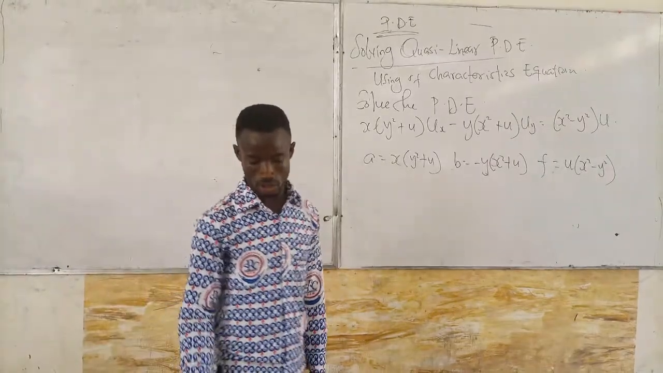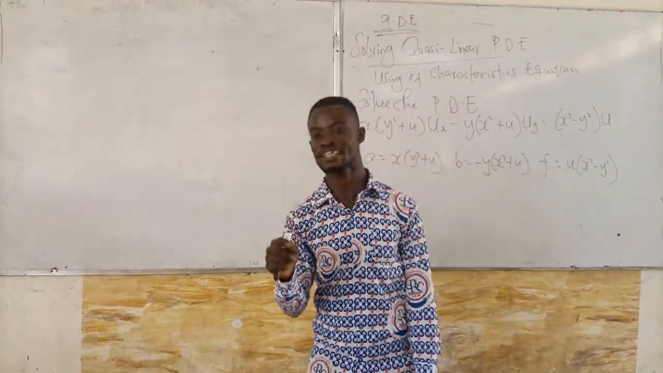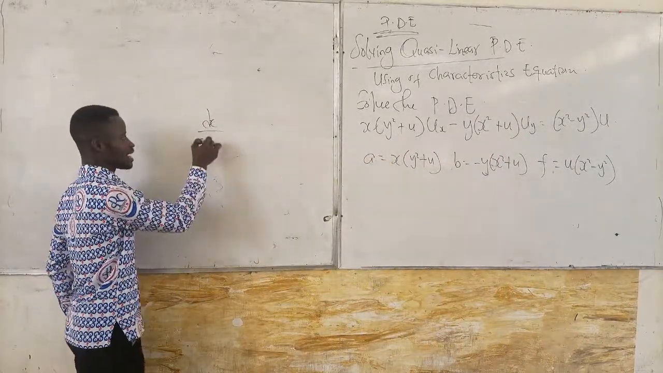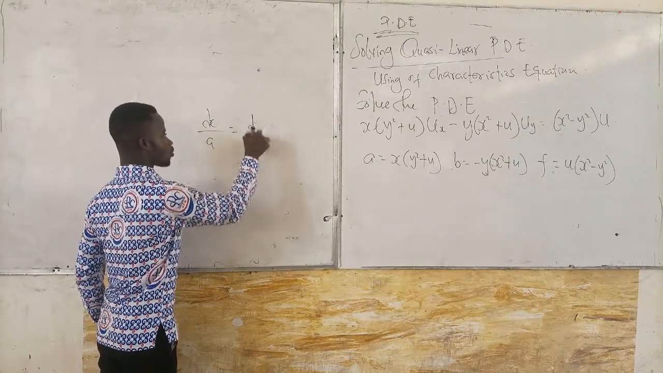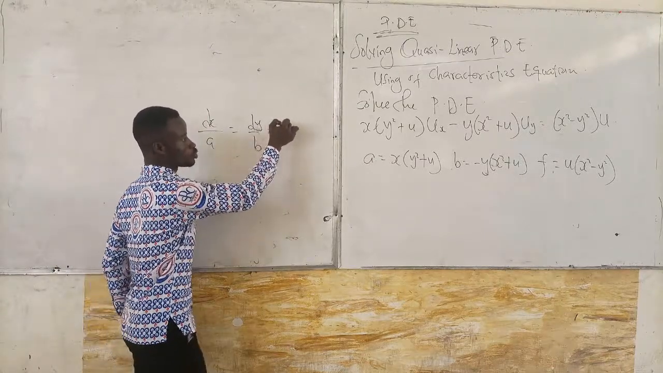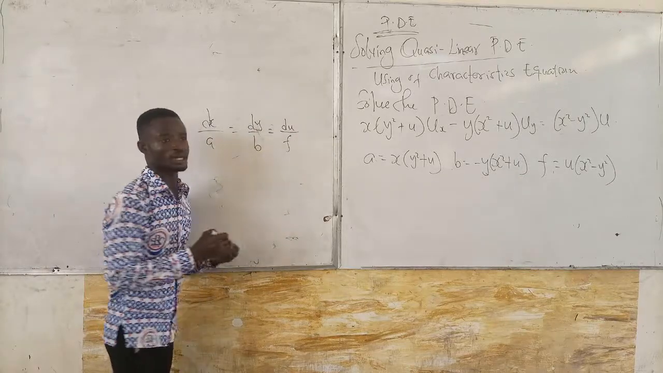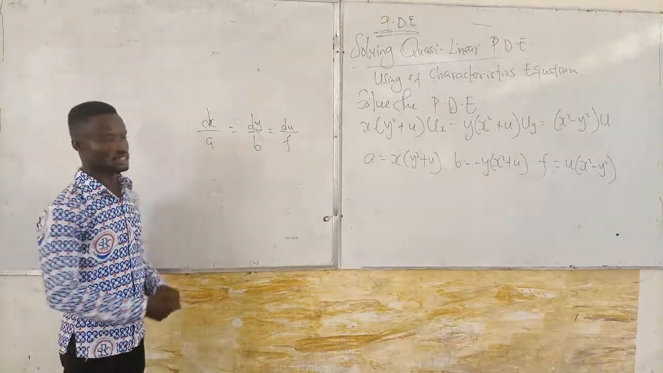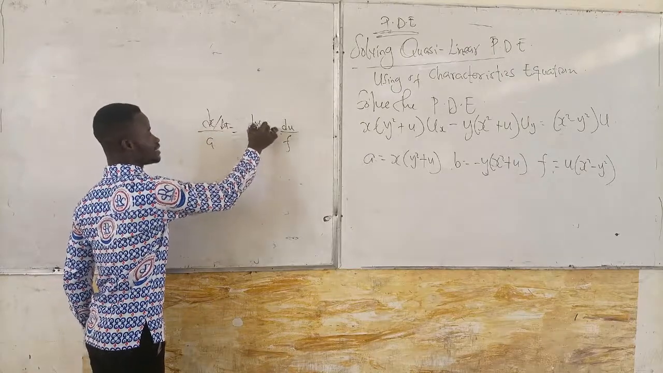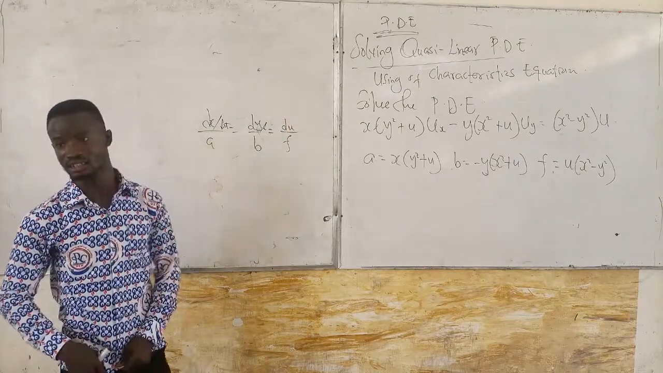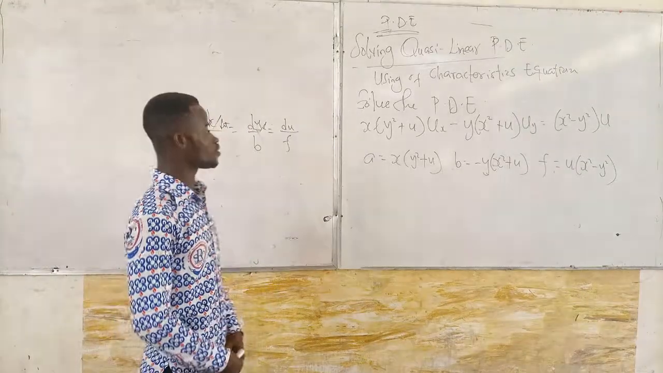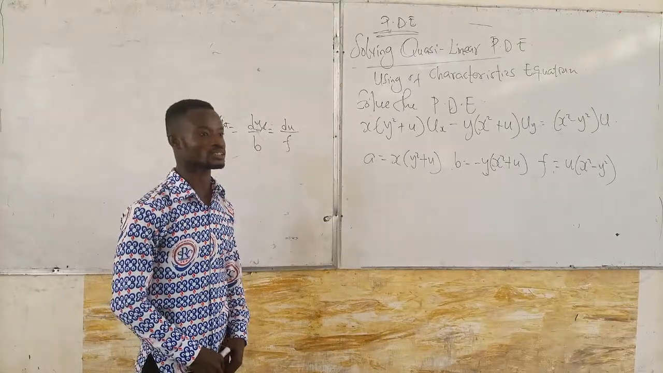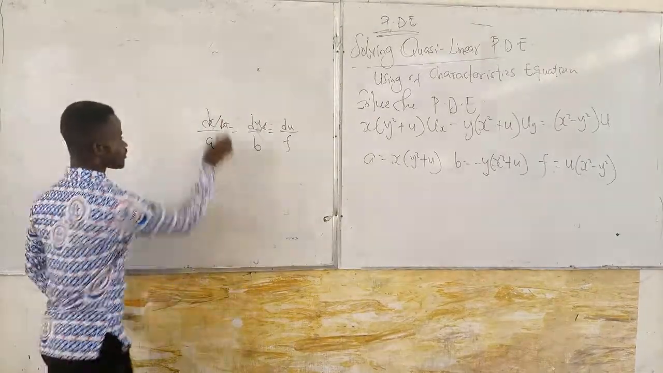Now, here I will advise you on the method of characteristic equation. It is dx over a is equal to dy over b, which is equal to du over f. But like I told you the other day, this dx is the same as dx over dt, this over dt, this over dt. By the end, we don't write the dt. When you are solving quasi-linear equations, you need to be bringing it. So let's take a look at that.